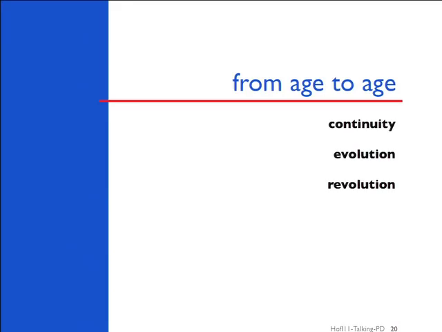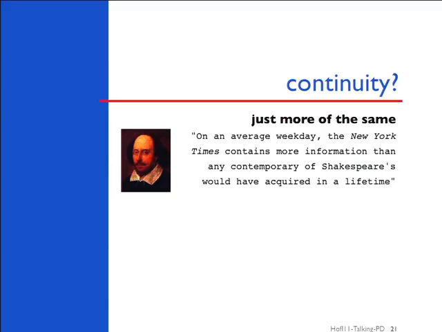And then the final one, which I want to spend more time on, is the question of revolution. Is that what we're really looking at? Because we don't always talk just about the age of information, but about the information revolution. And that again is putting it in a historical context, comparing it to other revolutions. So the continuity argument is the idea that information has just been around all the time, but maybe things change. There's a phrase you can pick up in all sorts of places: on an average weekday, the New York Times contains more information than any contemporary of Shakespeare's would have acquired in his lifetime.